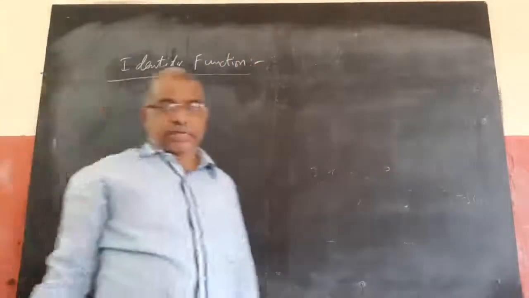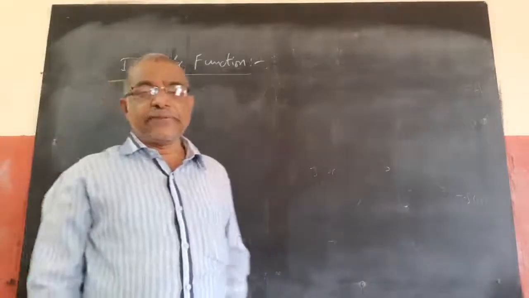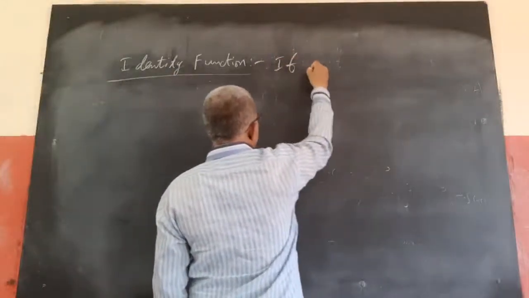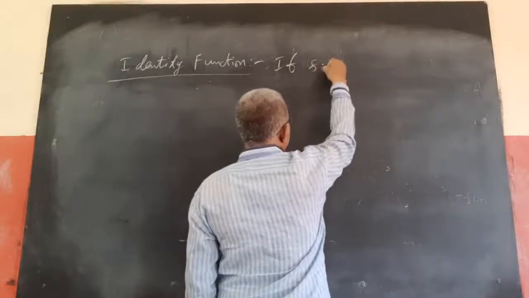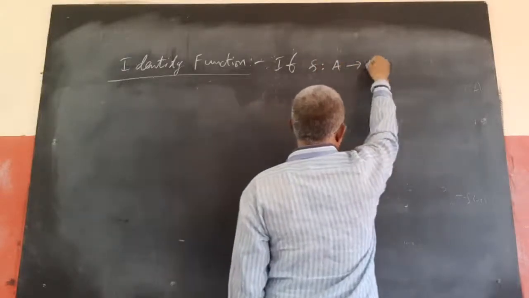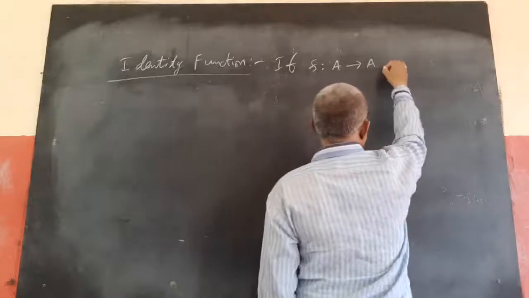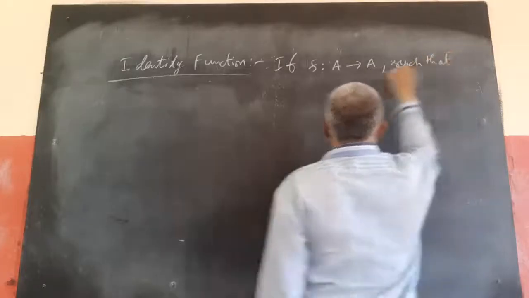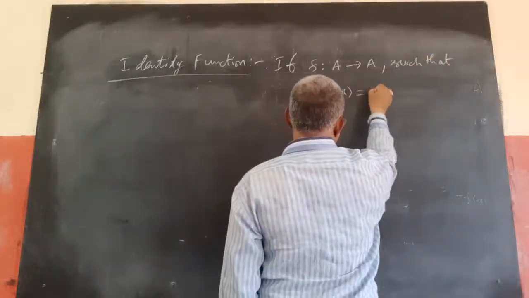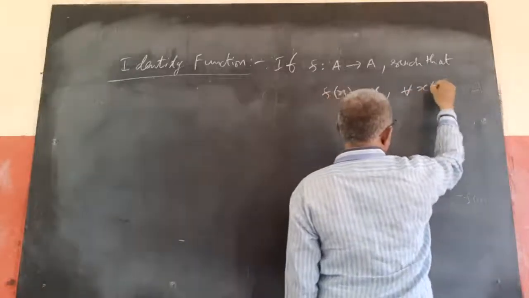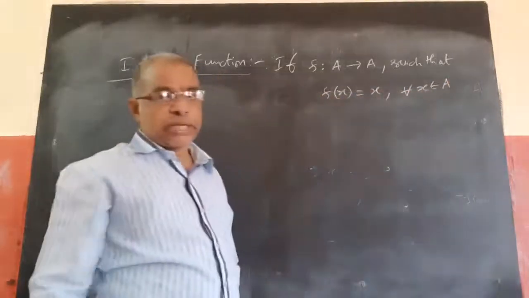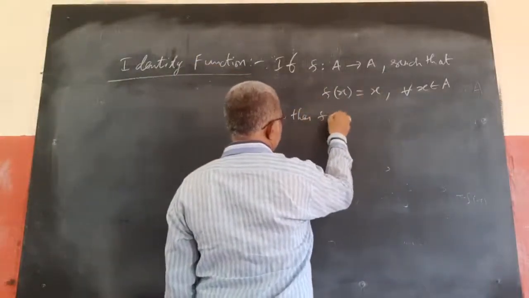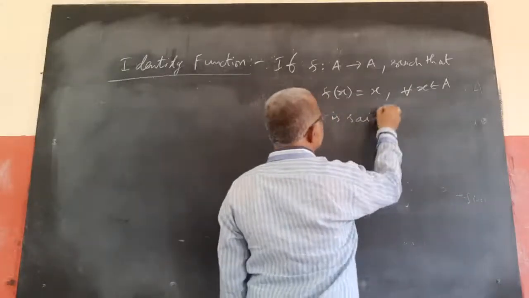What is an identity function? Identity function means mapping to itself. If f is a mapping from A to A such that f of x equal to x for every x belongs to A, then f is said to be an identity function.